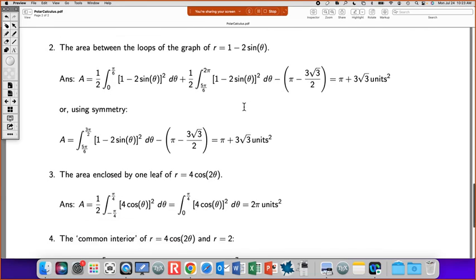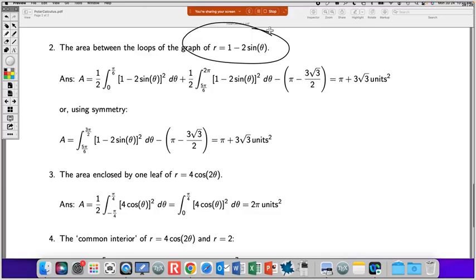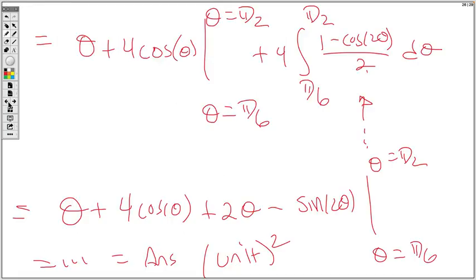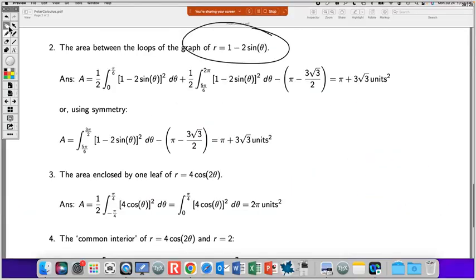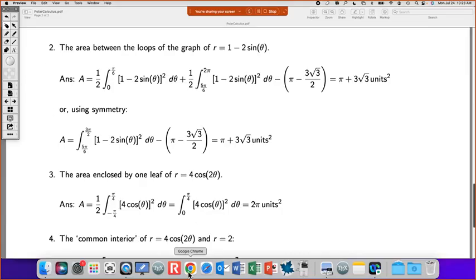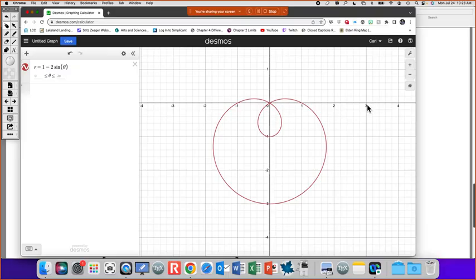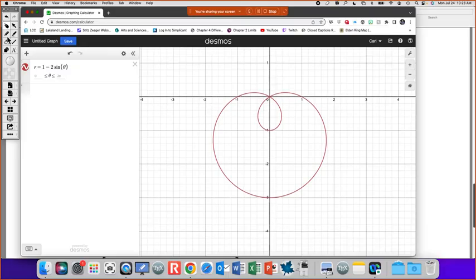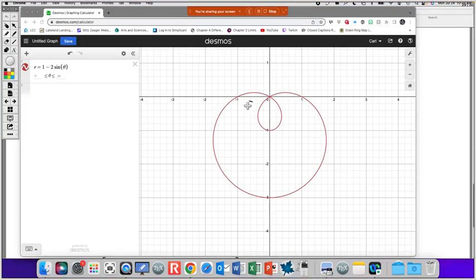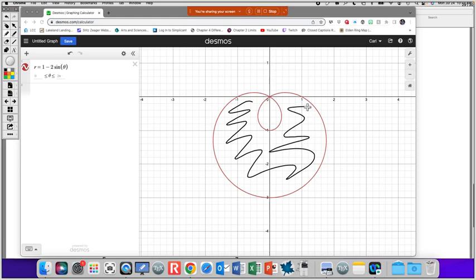Okay, let's look at number 2, the area between the loops. So once again, you got to do a little bit of work to see what the heck they even mean by the area between the loops. So I go back to our graph. There it is. What do you think they mean by the area between the loops? You follow or not? That makes sense?